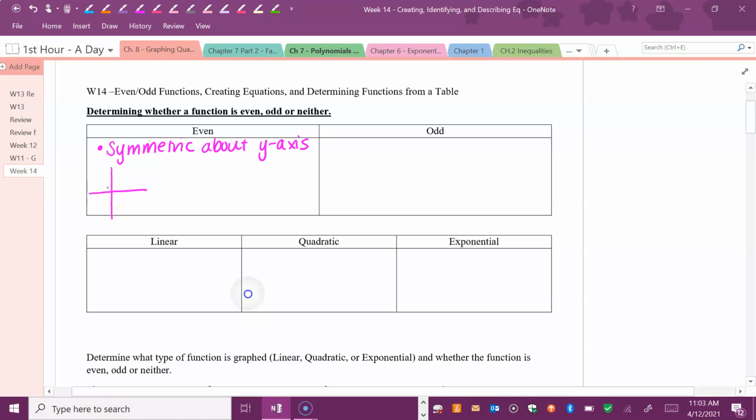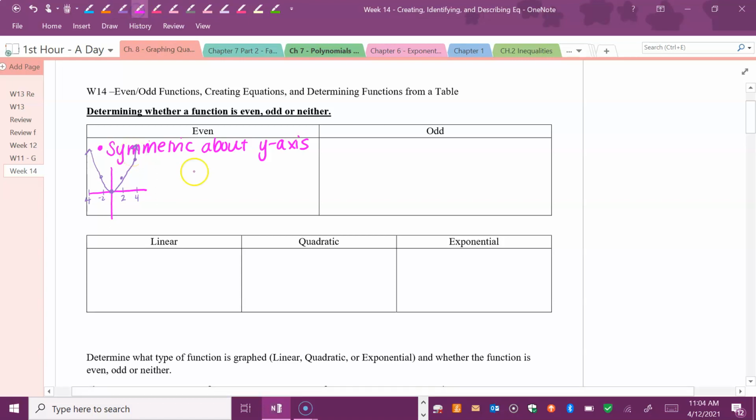So for example, if I plugged in -2 and got 4, when I plug in 2, I would also get 4. And if I plugged in something like -4 and I got, let's say, 16, when I plugged in +4, I also got 16. So the graph would be, in this case, a quadratic equation, and there would be symmetry across that y-axis. In other words, I could fold my graph over that y-axis and they would match up.